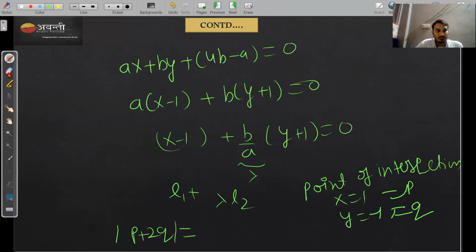Oh, okay. So there is a mistake. No problem. See, this is 4B, right? So it becomes Y plus 4, right? So Y will be not minus 1, but minus 4. So what will be the P plus 2Q? Modulus of P plus 2Q would be 7, right? So there was a mistake. So when you solve this, you will get A times X minus 1 plus B times Y plus 4 equal to 0, right? So now this is in the form of L1 plus lambda L2. So now this is clear, right?